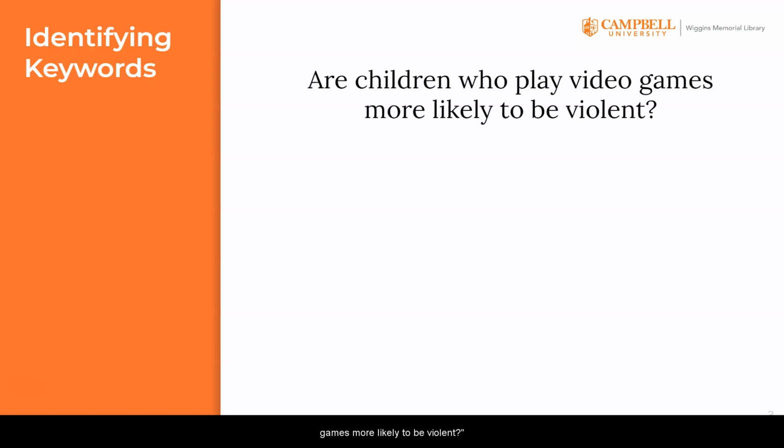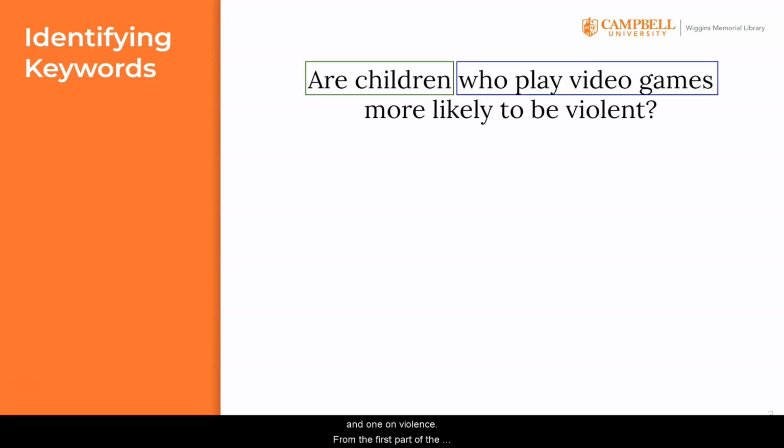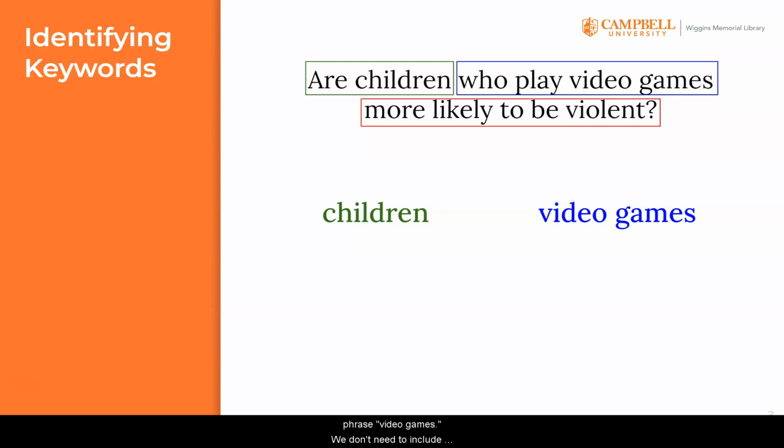Let's try identifying keywords in the following question. Are children who play video games more likely to be violent? Let's narrow down the main concepts of this research question. One part of the research question focuses on children, one on video games, and one on violence. From the first part of the question, we can pull out the keyword children. From the second part of the question, we can pull out the keyword phrase video games.